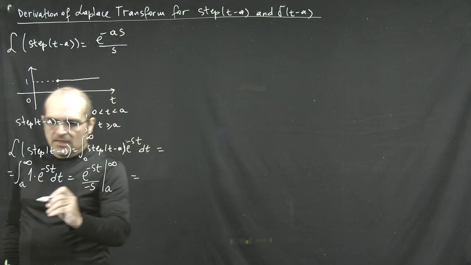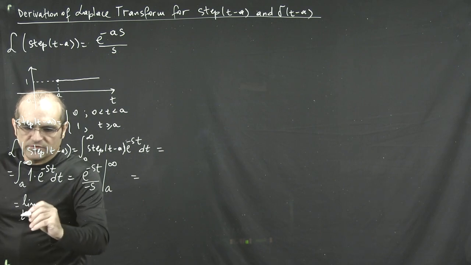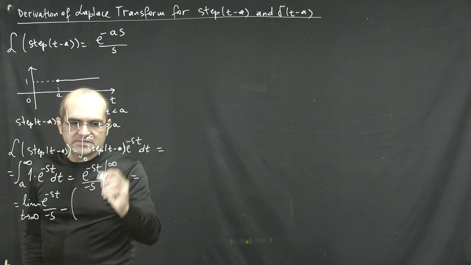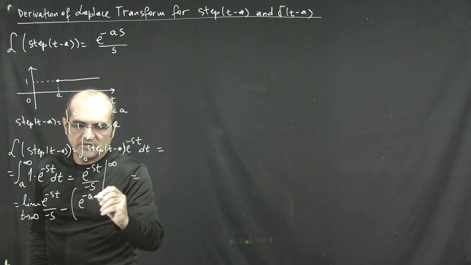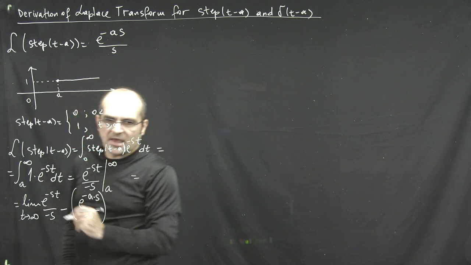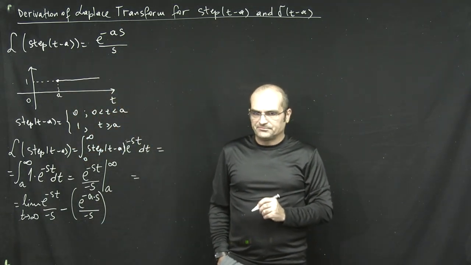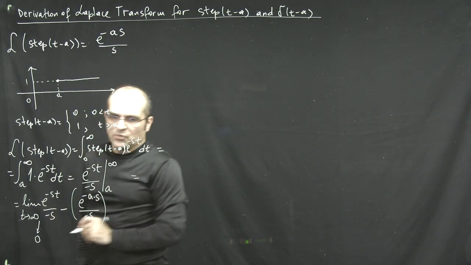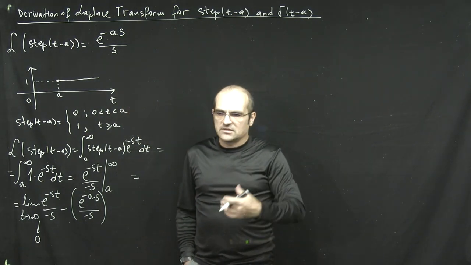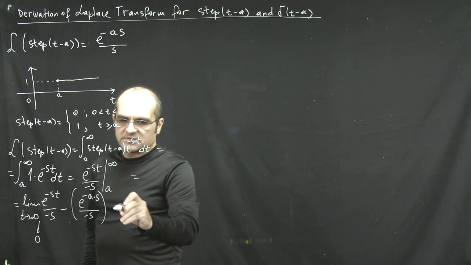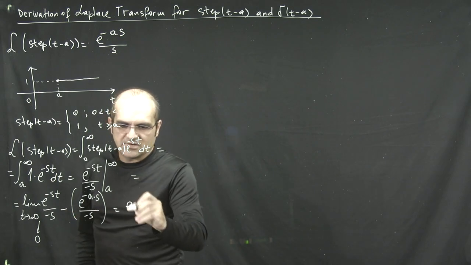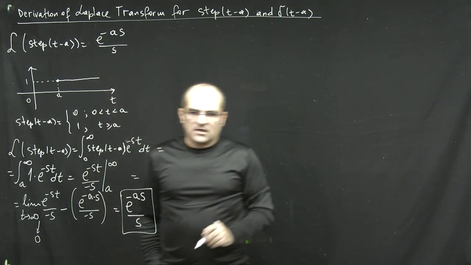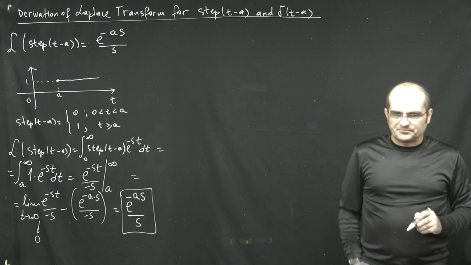So this will be the limit as t goes to infinity of e to the minus st over minus s, minus, plugging in a for t, e to the minus as over minus s. Of course, this goes to 0 if s is positive, as we normally assume, right? Everything we need to assume for that limit to exist. And then, of course, the minus minus becomes plus, and this becomes e to the minus as over s. So this is where the formula for the Laplace of step(t minus a) comes from.